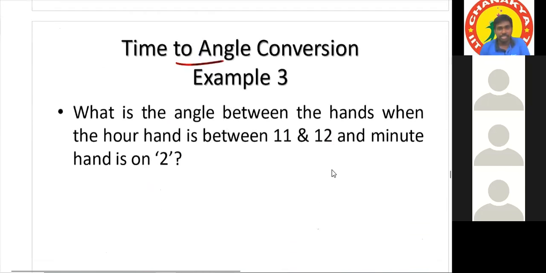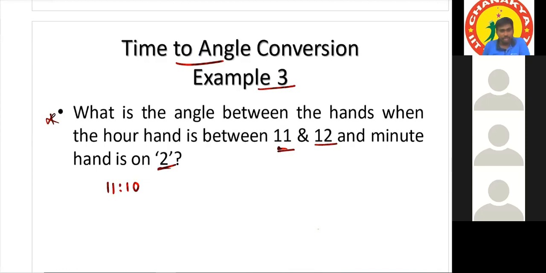Right. Then next model change. Till now, time was given and we found the angle; it was time to angle conversion only. This one is also time to angle conversion only, but the question is given differently. What is the angle between the hands when the hour hand is between 11 and 12, and the minute hand is on number 2? Tell me the time here. 11:10, correct. For this 11:10, he's asking for the angle between the hands.